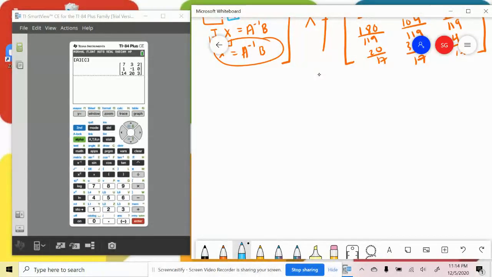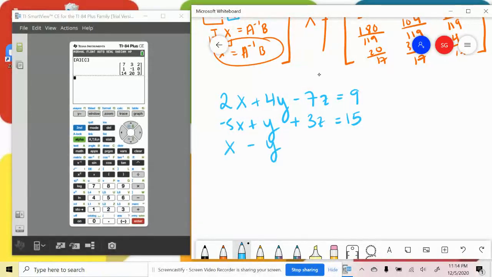So let's say I had a 3x3 system, 2x plus 4y minus 7z equals 9, -5x plus y plus 3z equals 15, and x minus y plus 10z equals 4. So what I'm going to do for this is write this as a matrix equation. So this is going to be my coefficient matrix. These are my x's. My first column are my x's.